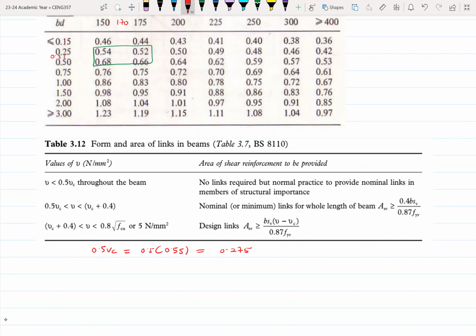Okay. So we can see clearly that since V is less than 0.5 VC, no links required. So there's no need to do shear links in this case.